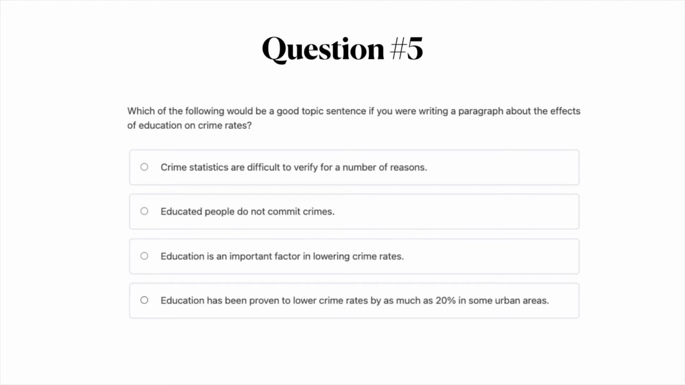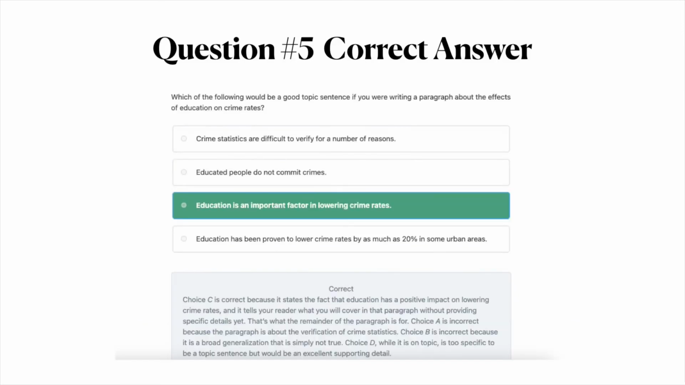Give yourself a minute to answer this question, and then we'll go ahead with the answers. The correct answer to question number 5 is C. Education is an important factor in lowering crime rates. Choice C is correct because it states the fact that education has a positive impact on lowering crime rates, and it tells your reader what you will cover in that paragraph without providing specific details yet. That's what the remainder of the paragraph is for.